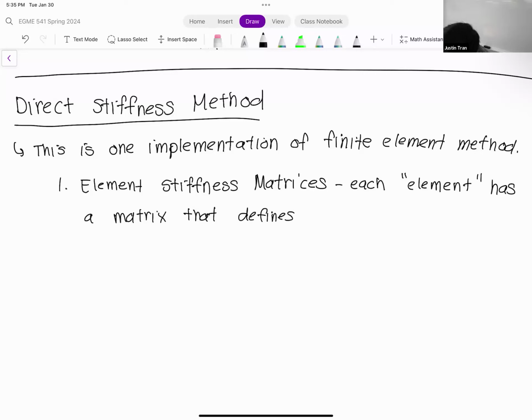Okay? And remember what this matrix represents: the relationship between external forces or external forcing effects on the element and the element's corresponding response. In this class we're focusing primarily on structural mechanics, and later on we'll be focusing on heat transfer. So a response in this case will be defined by how much the element will deform.